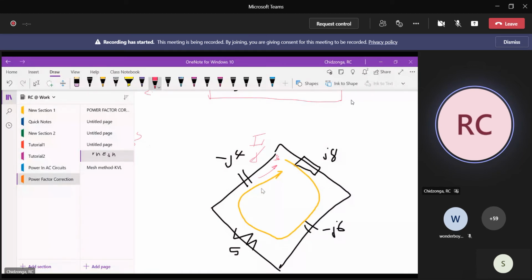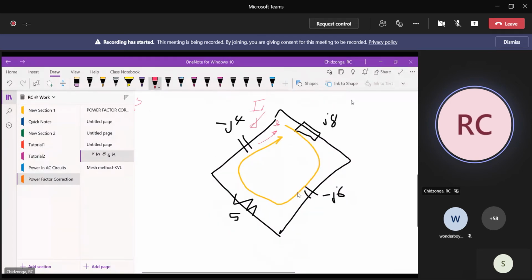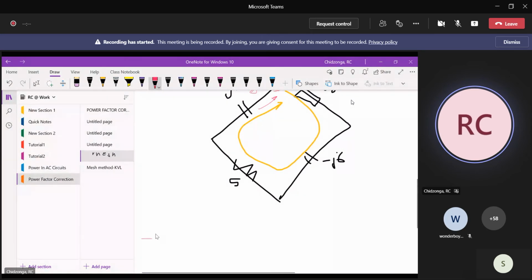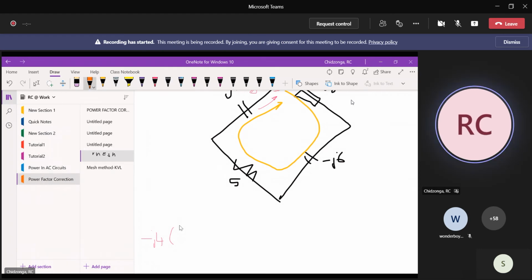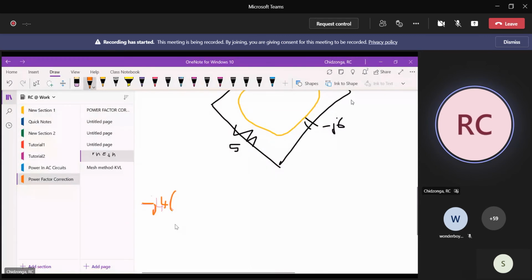But we are looking at this direction of the super mesh. So the net current for this here cannot be anything else but I2 minus I1. So I'm now writing a KVL for the super mesh, starting with this impedance. So I know it's minus 4J in brackets. The current is I2 minus I1. So I've written a KVL, voltage drop, for this one.